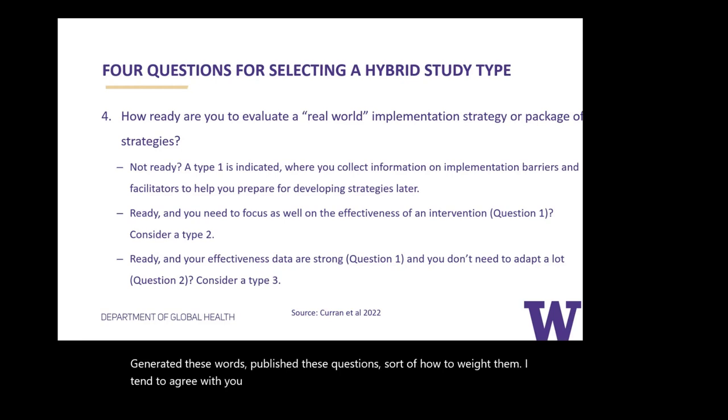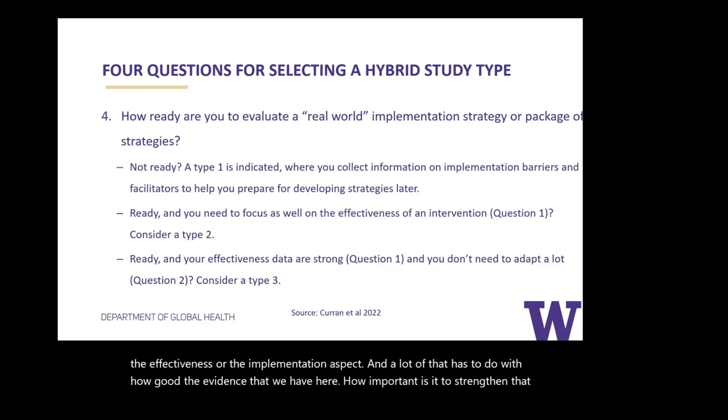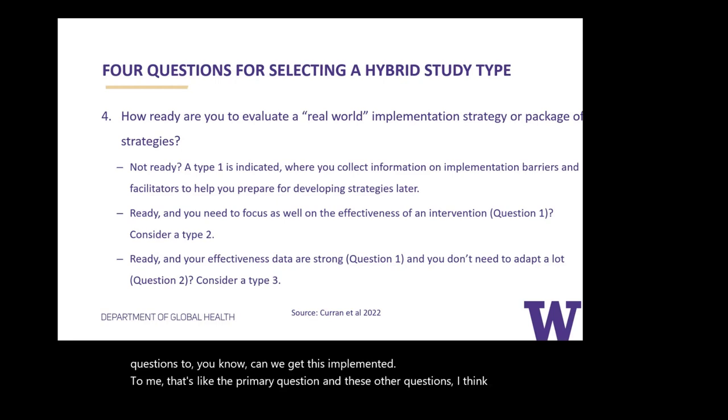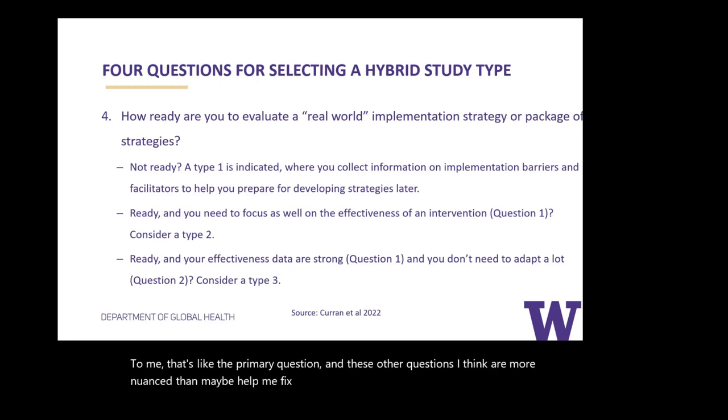I think the real question, because the distinctions between hybrid one and hybrid three really have to do with whether you want to emphasize the effectiveness or the implementation aspect. And a lot of that has to do with how good is the evidence that we have here? How important is it to strengthen that evidence base? Are we really ready to move from "does this work" kinds of questions to "can we get this implemented"? To me, that's the primary question. And these other questions are more nuanced and maybe help me figure out whether I'm at a hybrid three or a hybrid two, or a hybrid one versus a hybrid two. So I tend to think about that.